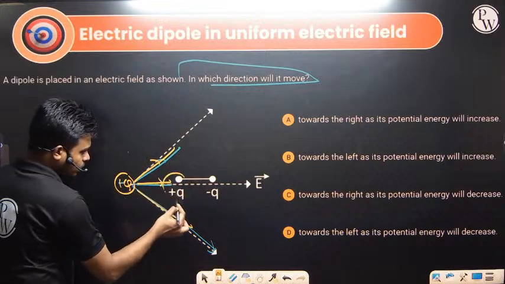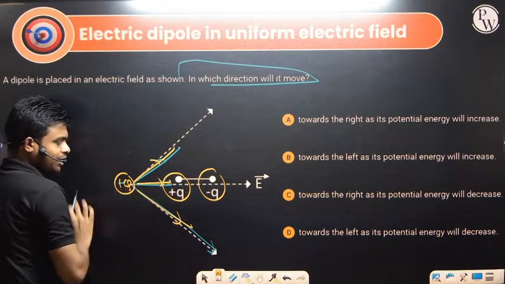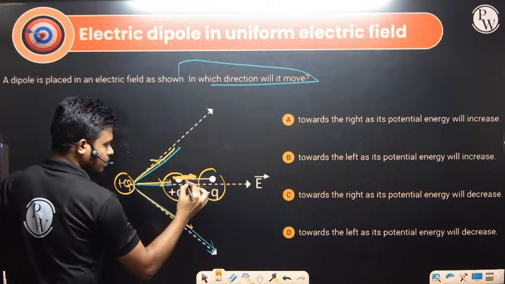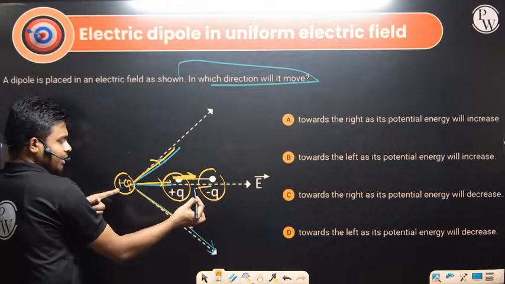At this particular point, two charges are there, minus Q and plus Q. The plus Q is near to the source charge, so what will happen? It will be repelled like this. And what about the other one? The minus Q will get attracted toward this side.